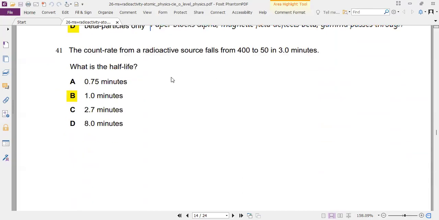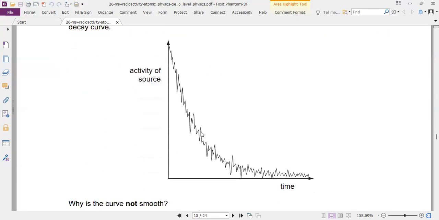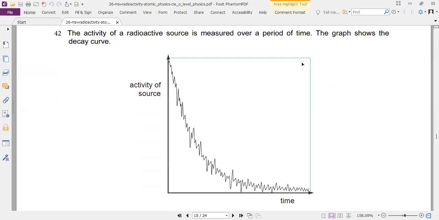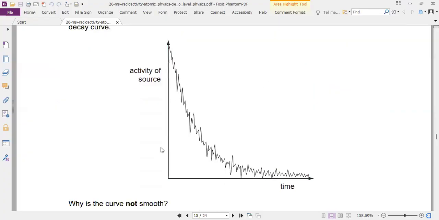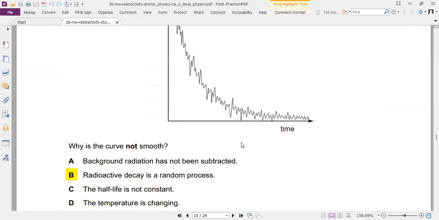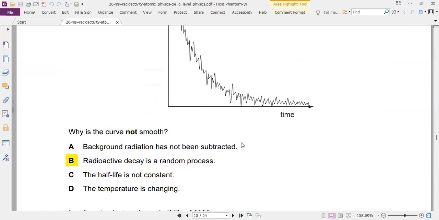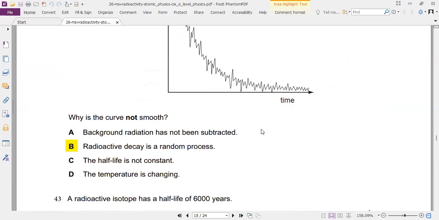Number 41, we have repeated this question. The graph shows a decay curve. Why is it not smooth? Because of the random process. Radioactivity is a random process.